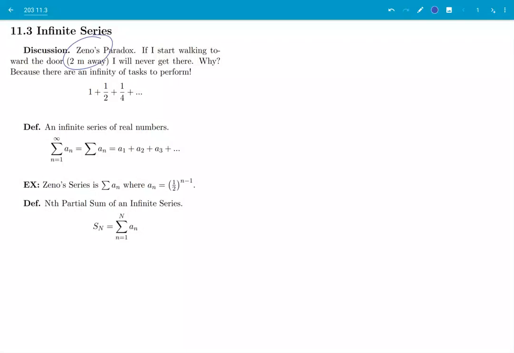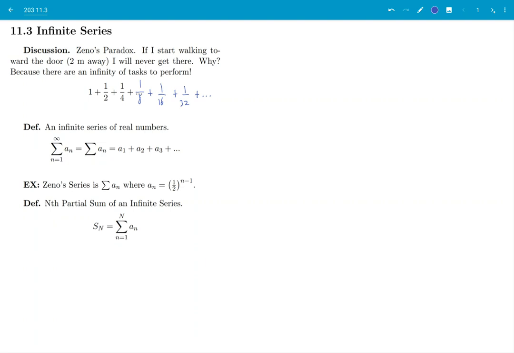Okay, Zeno. Zeno was an ancient Greek philosopher, and he had trouble getting anywhere because he figured he could never get there. So let's say I am trying to walk 2 meters. I first have to walk halfway there, which is 1 meter. And then I have to walk half of the remaining way there, and then half of the remaining way there, and so on and so forth. So the next one would be 1 over 8, then 1 over 16, 1 over 32. Okay, so I have to do an infinity of tasks, so I can never get there.